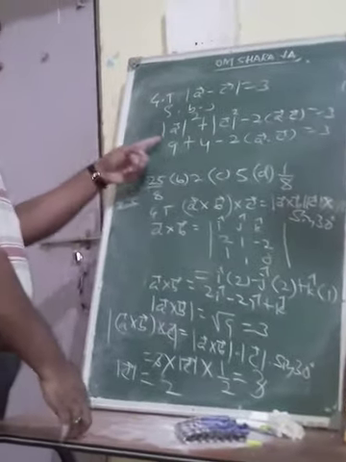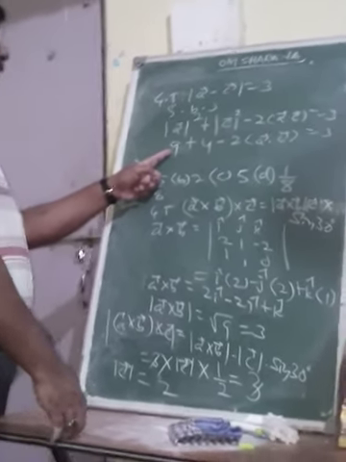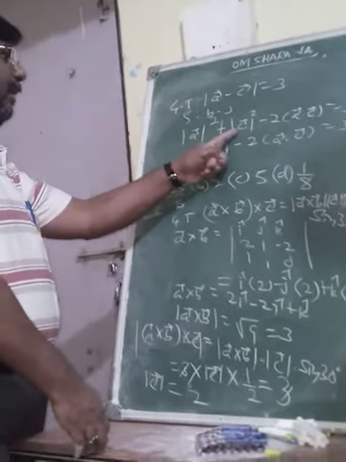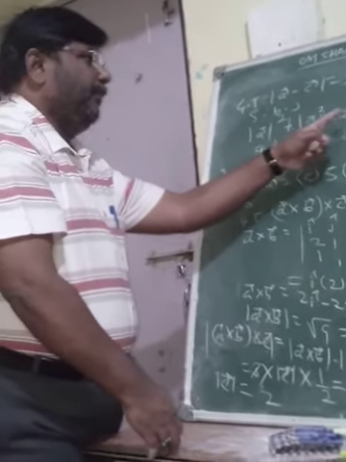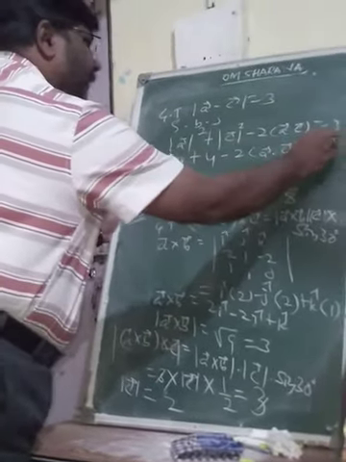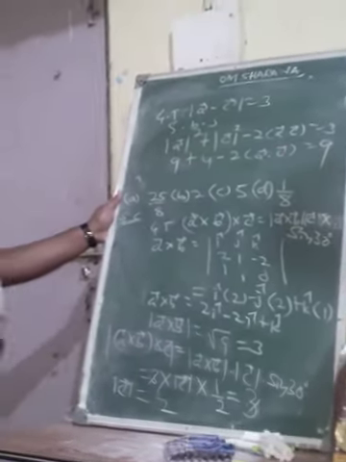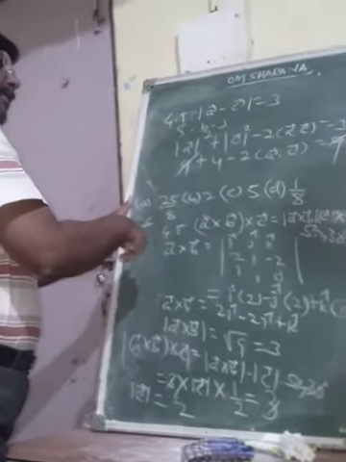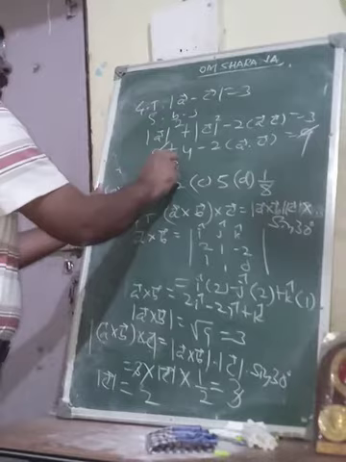Yes, this is magnitude of vector A square, which is 9. Magnitude of vector C square is 4, minus 2 times A dot C, is equal to, I have squared, no? 3 square is 9. Therefore, 9 cancels on both sides. So, 4 I will keep here only.